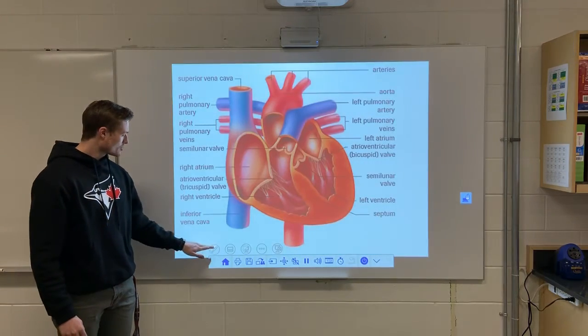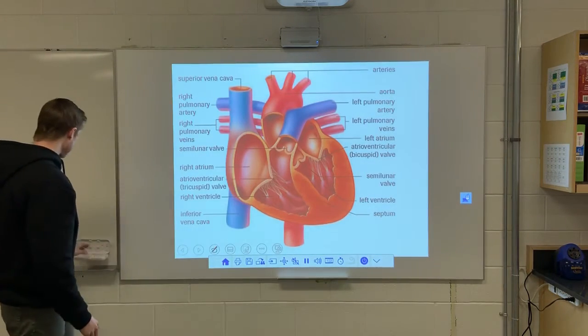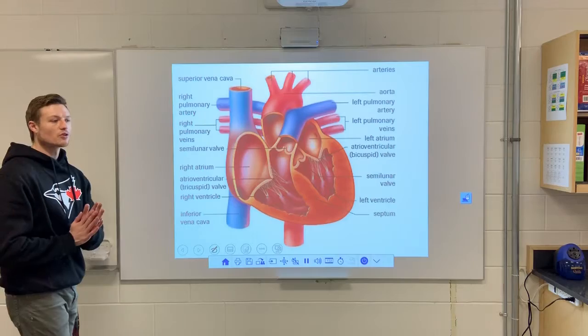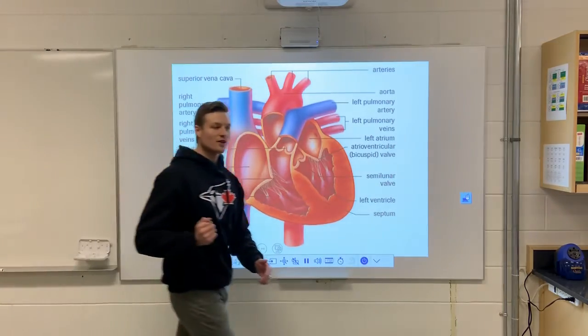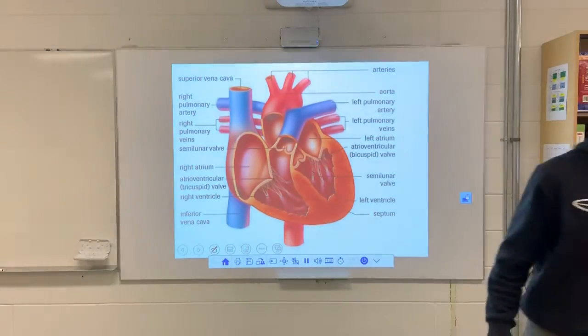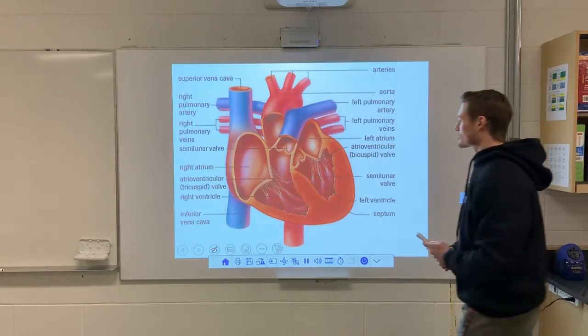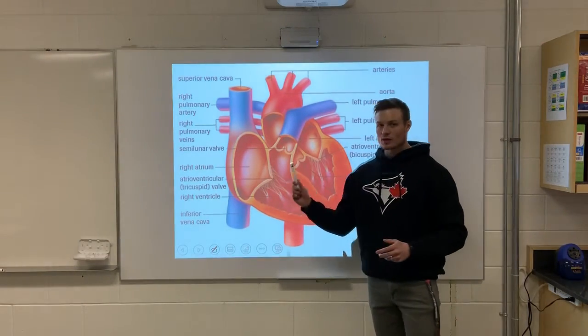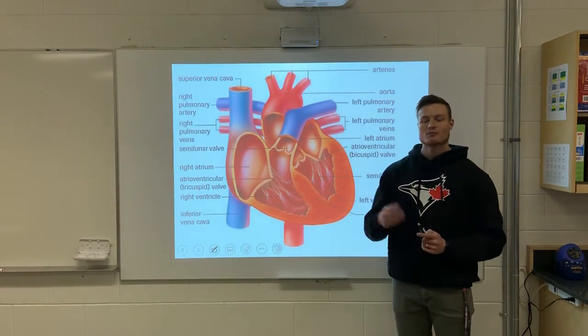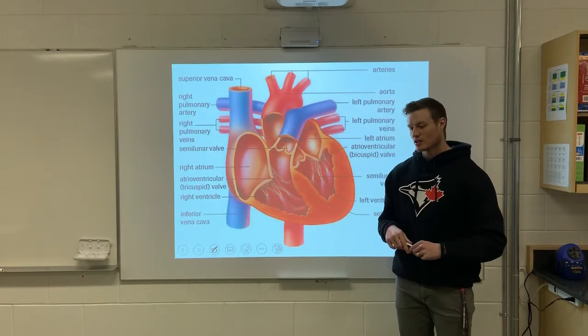So what I'd like to do here is I just want to go through the parts of the heart and the blood flow through the heart. The thing to remember here is as we go through the different parts of the heart, I'm going to use blue to represent deoxygenated blood, and I'm going to use red to represent oxygenated blood.